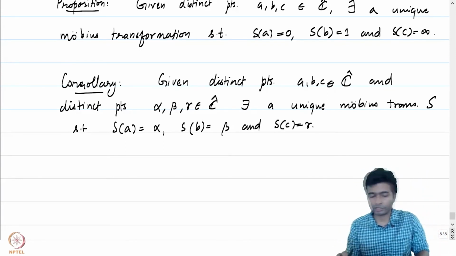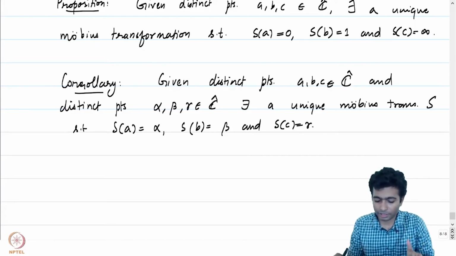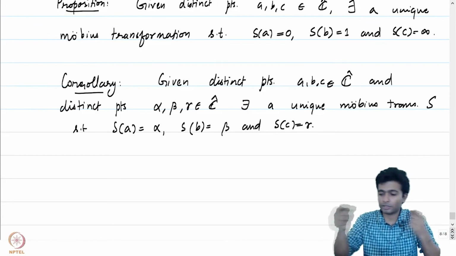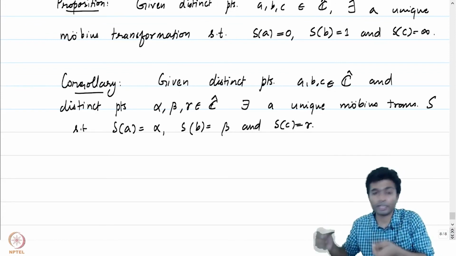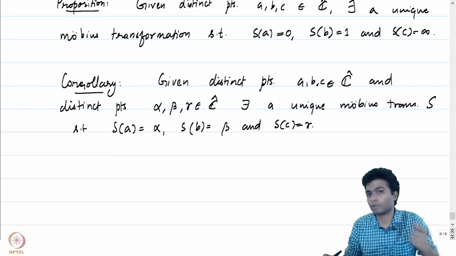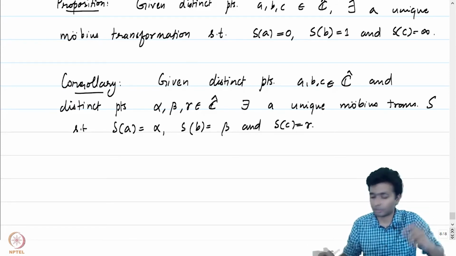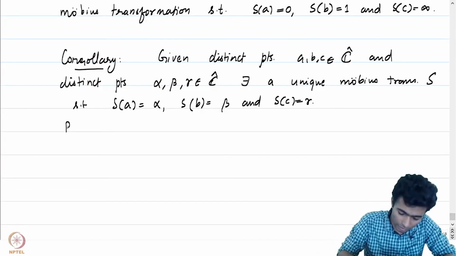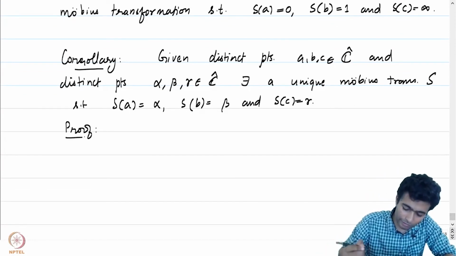The proof here is quite straightforward because we have explicitly constructed Mobius transformations which can map A, B, C to 0, 1 and infinity in that order, and similarly alpha, beta, gamma to 0, 1 and infinity in that order. We just compose S1 and S2 inverse. Just write that down, whatever I just said.